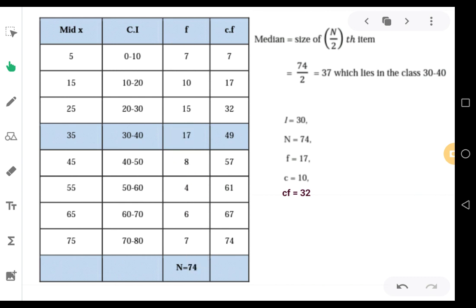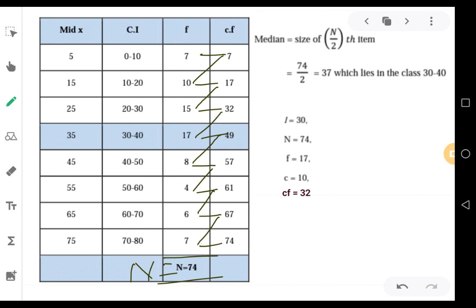Then you are doing the cumulative frequencies. First frequency and cumulative frequency will be same, 7. Then 7 plus 10, it will become 17. 17 plus 15, it will be 32. 32 plus 17, that should be 49. 49 plus 8, 57. 57 plus 4, 61. 61 plus 6, 67. 67 plus 7, 74. So we have done the cumulative frequencies. Now you should add the frequencies total, that will be n. N equals 74.